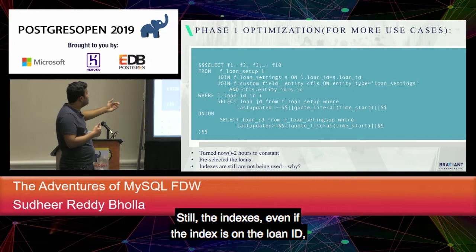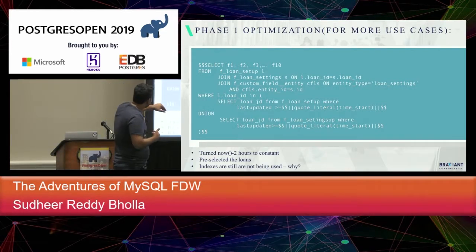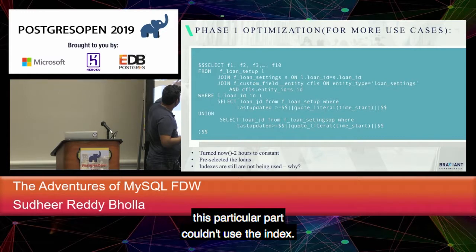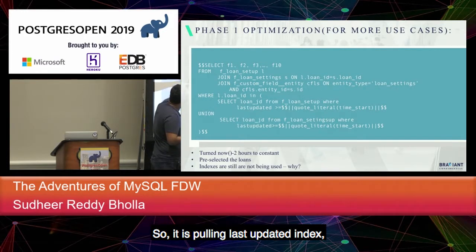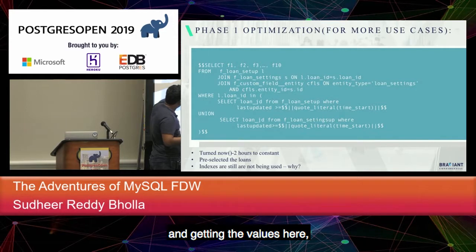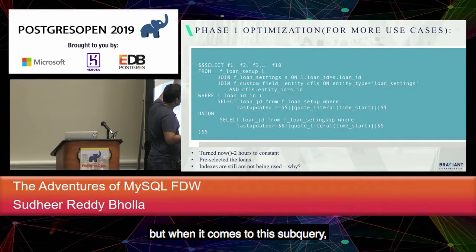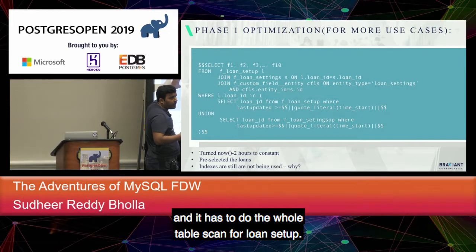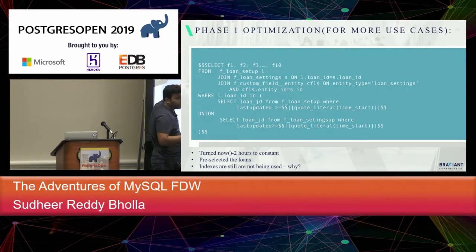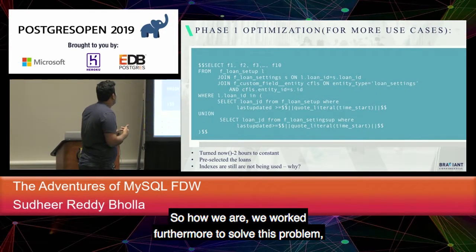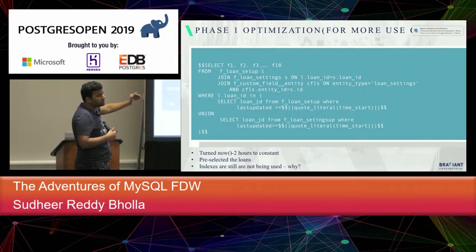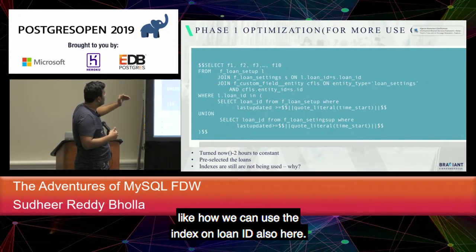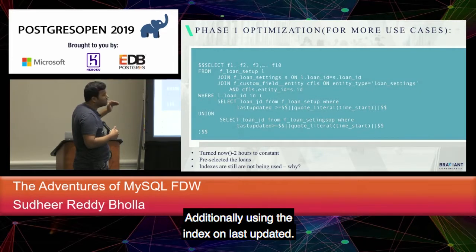Even with the indexes on the loan ID, this particular part couldn't use the index. It is pulling the last updated index and getting the values here, but when it comes to this subquery with the loan IDs, even with the index on loan ID, it couldn't use it, and it has to do the whole table scan for loan setup. So how we worked further to solve this problem, how we can use the index on loan ID here, additionally to using the index on last updated.